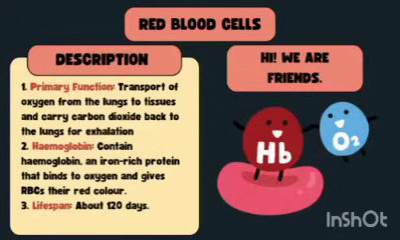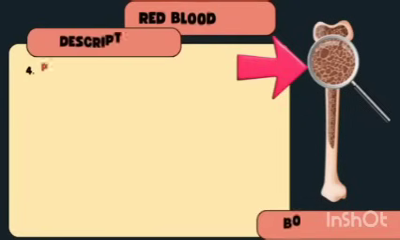Remember this very well, that the red color of blood is because of hemoglobin, which is a red colored pigment, and its red color is because of iron present in it. Its average lifespan is about 120 days.